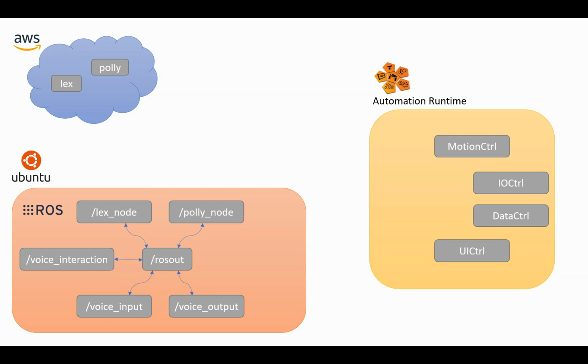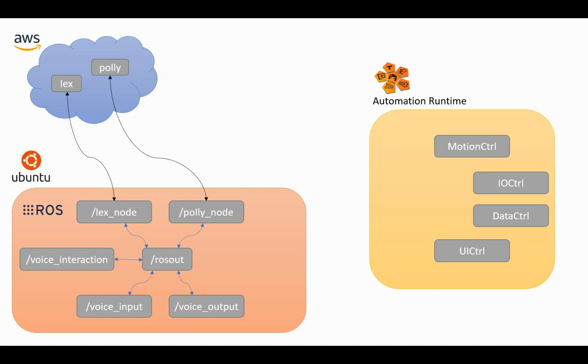Lex node and Polly node, for instance, are wrappers around the AWS SDK, and this allows them effectively to just communicate directly with their respective services. Voice input and voice output, on the other hand, are focused on interacting with your audio devices on your machine. So in my case, I just have my laptop PC's speakers and microphone that are being plugged into by these 2 particular nodes. And lastly, in this list, we have the voice interaction node, which handles the high-level processing and the moving of data back and forth between these other nodes.